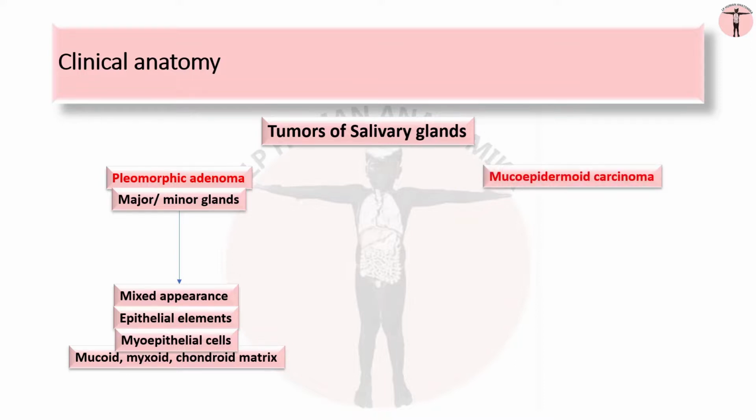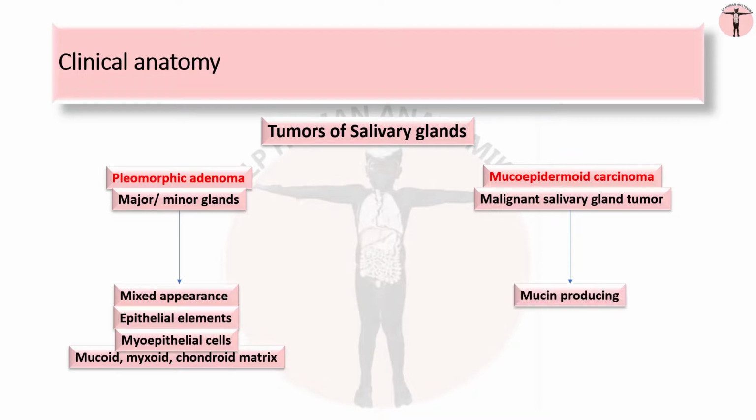The other type of tumor of salivary gland is mucoepidermoid carcinoma, which is the most common malignant salivary gland tumor. The tumor is composed of a combination of 4 types of cells, that is mucin producing, squamous, intermediate, and clear cells. Well differentiated tumors have predominance of mucous cells, while poorly differentiated have more solid and infiltrative pattern.